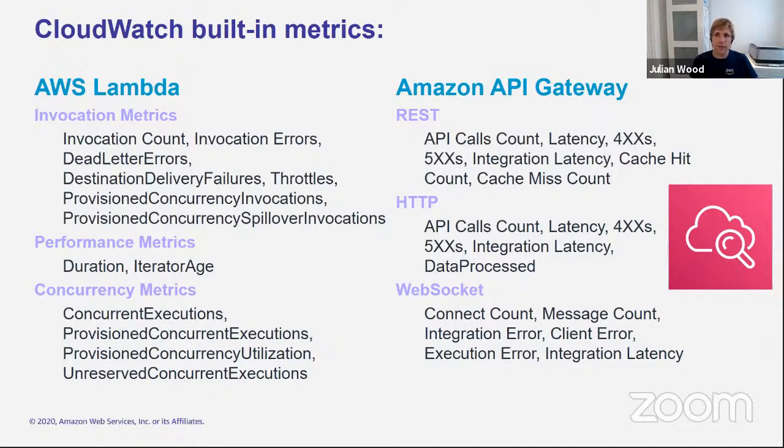Lambda has 13 built-in metrics covering various invocation, performance, and concurrency metrics, so you can easily see how many functions are executing, how long they're taking, and what invocation errors you may be getting. There are also many new concurrency metrics for seeing how many functions are running at the same time. API Gateway REST APIs gives you 7 metrics showing how many API calls you're receiving. You've got things like error counts, cache details, and the newish HTTP APIs and WebSocket APIs have, I think, 6 built-in metrics. So remember, these are automatically generated, so you don't have to set anything up yourself. We'll take a look at what they look like in the console shortly.